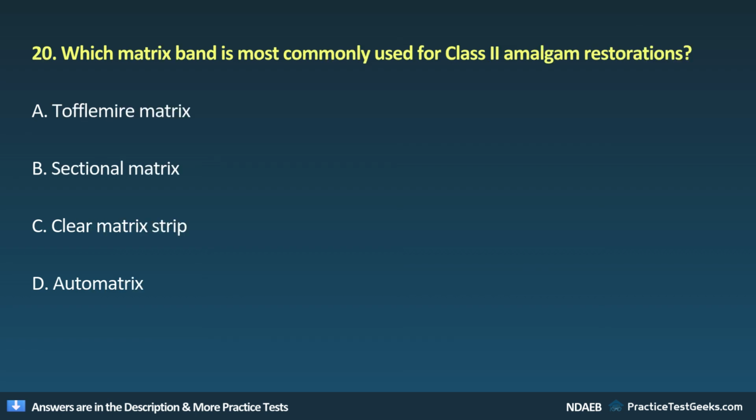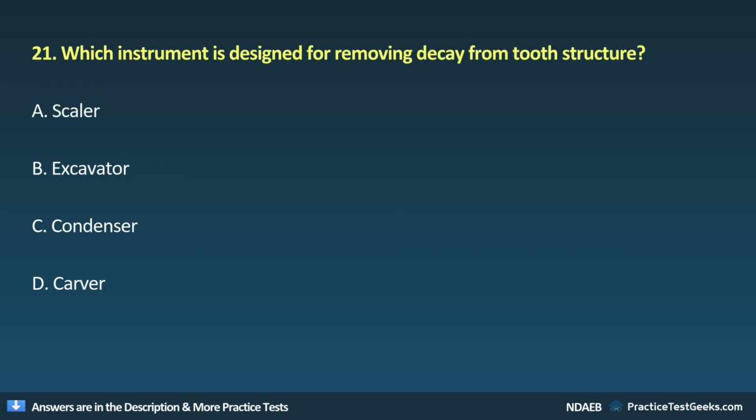20. Which matrix band is most commonly used for Class 2 amalgam restorations? A. Tofflemire matrix. B. Sectional matrix. C. Clear matrix strip. D. Automatrix. 21. Which instrument is designed for removing decay from tooth structure?